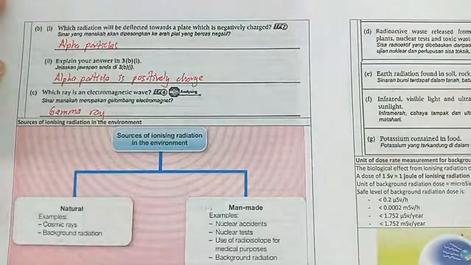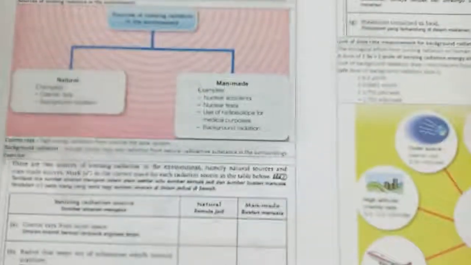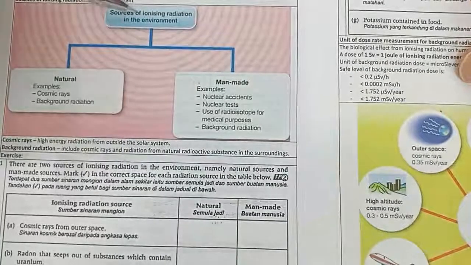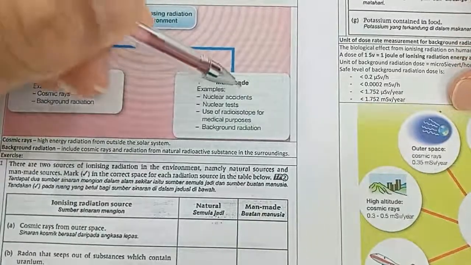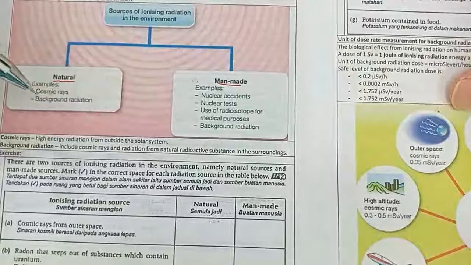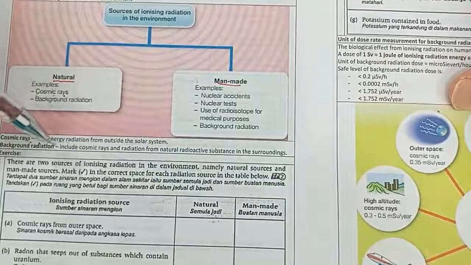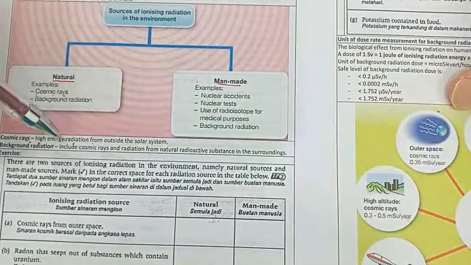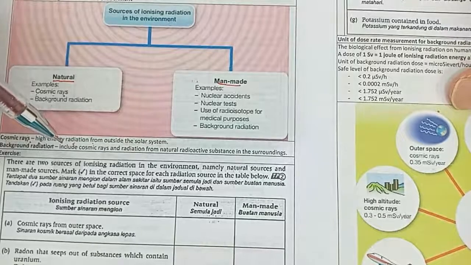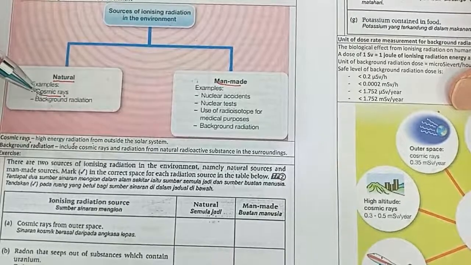Okay, sources of ionizing radiation in the environment. So we have natural and also man-made. So natural, it can come from cosmic ray. So what is cosmic ray? Cosmic ray is high energy radiation from outside the solar system. So the cosmic ray is radiation that can come from stars that are very, very far away from our solar system. So we call this cosmic ray.